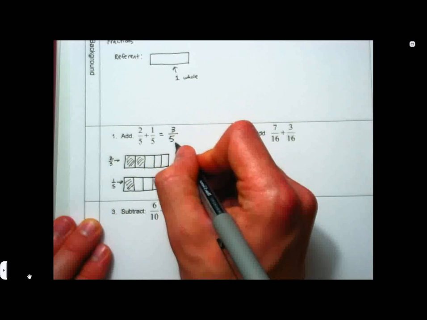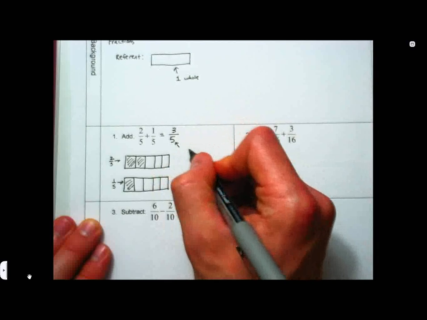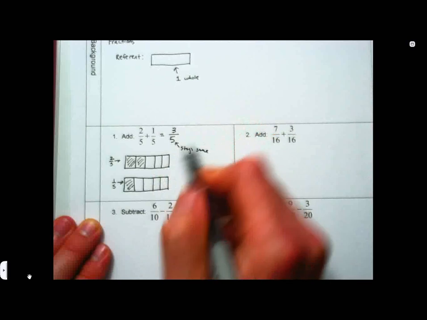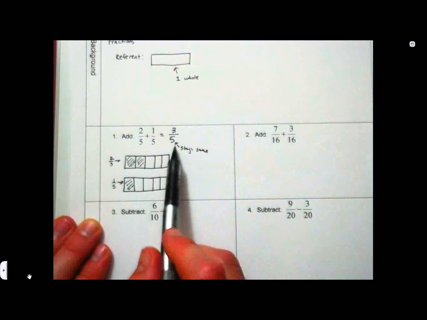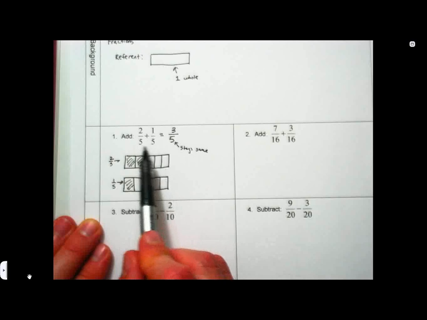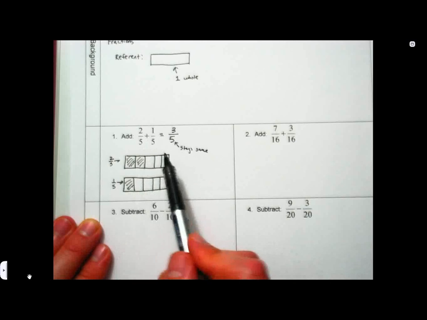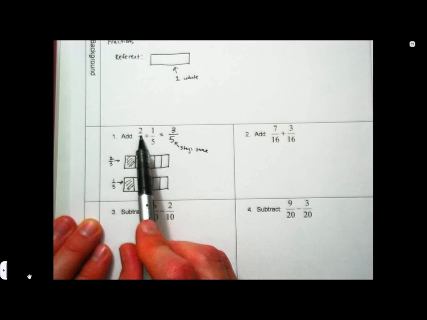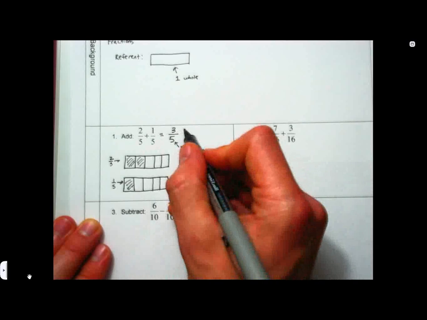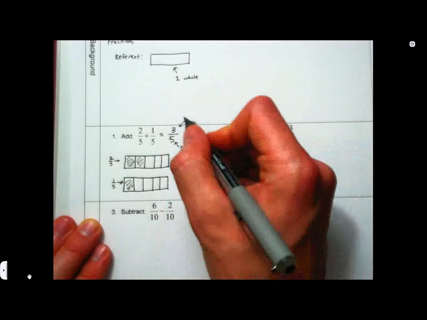Okay, so notice the denominator stays the same, because again, we're comparing to one whole. That's why the denominator stays the same. One whole is cut into 5 equal sized pieces, or it's divided into 5 equal sized groups. And out of those 5 equal sized groups, we had 2 of them here and another 1, so that gives us 3. Okay, so the 3 comes from just adding the tops.